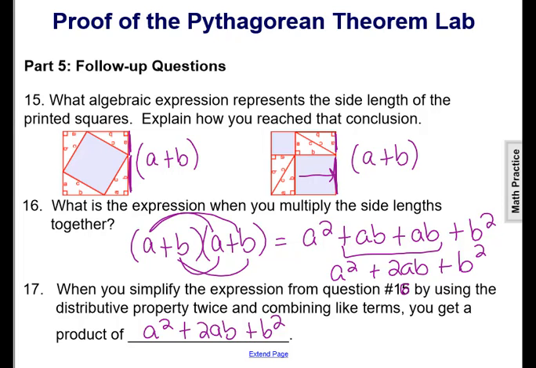And again, this is a little bit advanced algebra. This is multiplying what are called binomials, which you'll learn in the future. But what's most important is to know that our expression for the area, A plus B times A plus B, simplifies to A squared plus 2AB plus B squared.